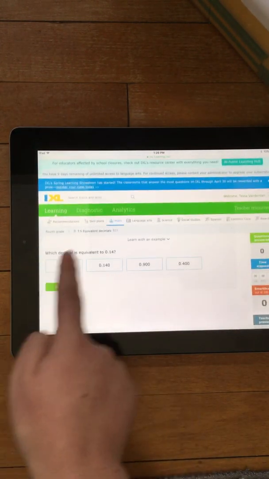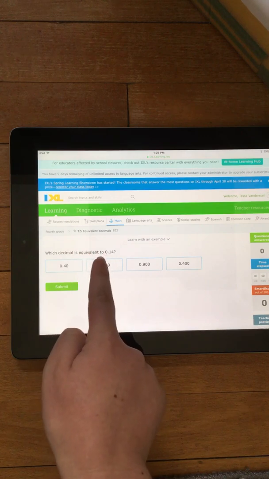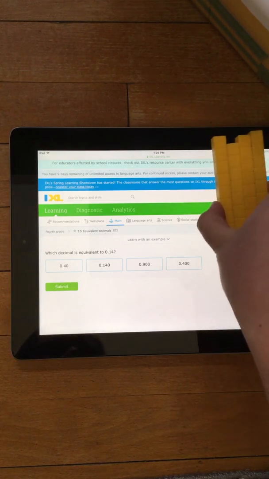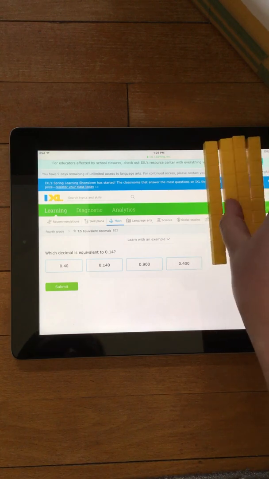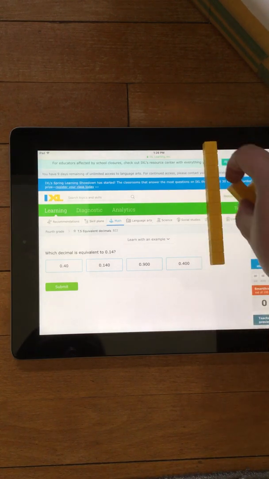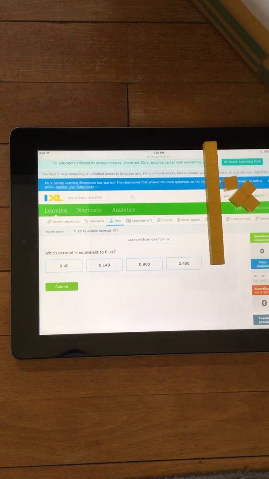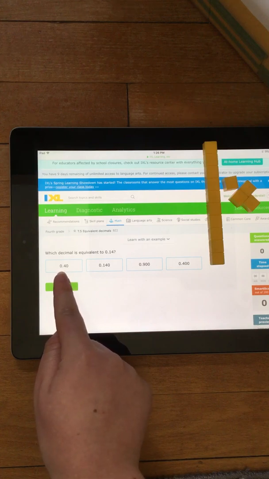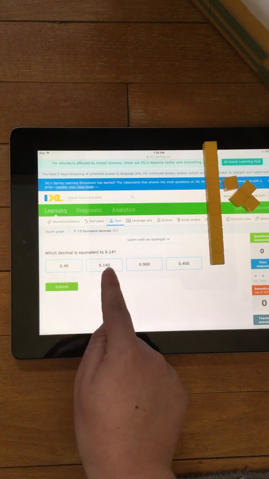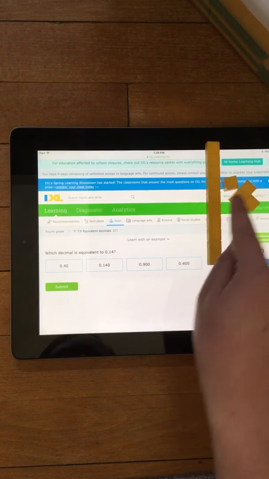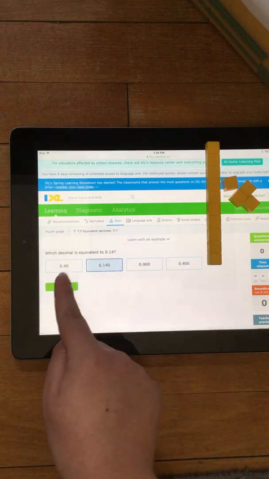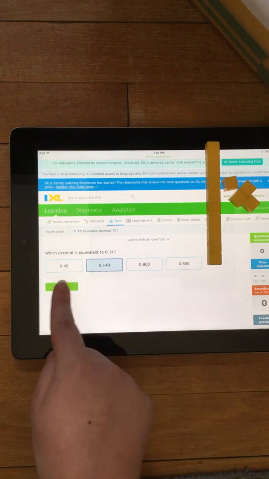So this is asking which decimal is equivalent to 0.14, which remember equivalent just means equal. Which one is equal to it? So if we have 0.14, or 1/10 and 4/100, what is equal to it? Well, here we have just 0.4, so that's just 4/10, so it's not going to be that one. This one we have 0.14, 1/10 and 4/100. Even though there's a 0 there, that one is equivalent. But you have to look at all of them. Is 0.9? Nope. Is 0.4? No. So then you hit submit.